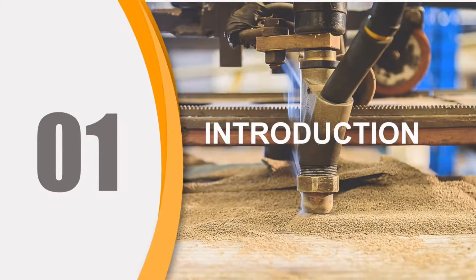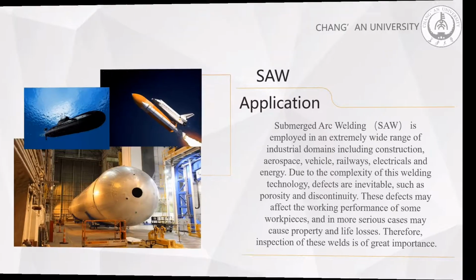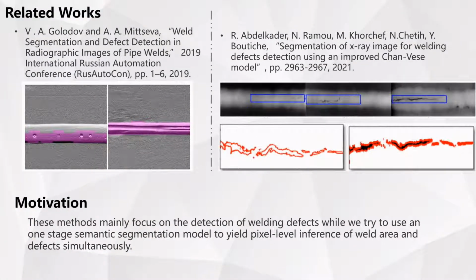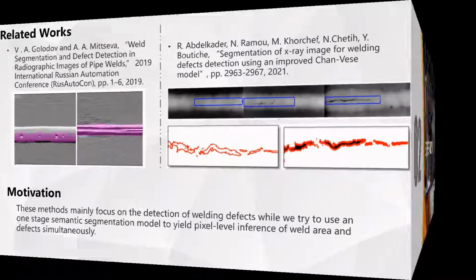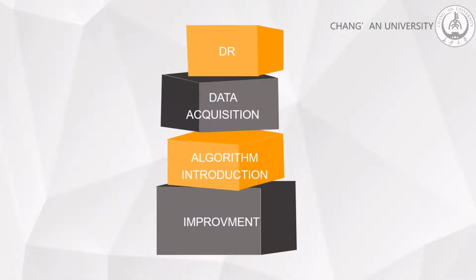Submerged arc welding is employed in an extremely wide range of industry domains, including construction, aerospace, cargo, electricals, and energy. Before that, many scholars have developed a variety of methods to detect weld defects. These methods mainly focus on the detection of welding defects, while we try to use a one-stage semantic segmentation module to yield pixel-level inference of weld area and defects simultaneously. In this section, I will introduce our experiment from 4 parts.